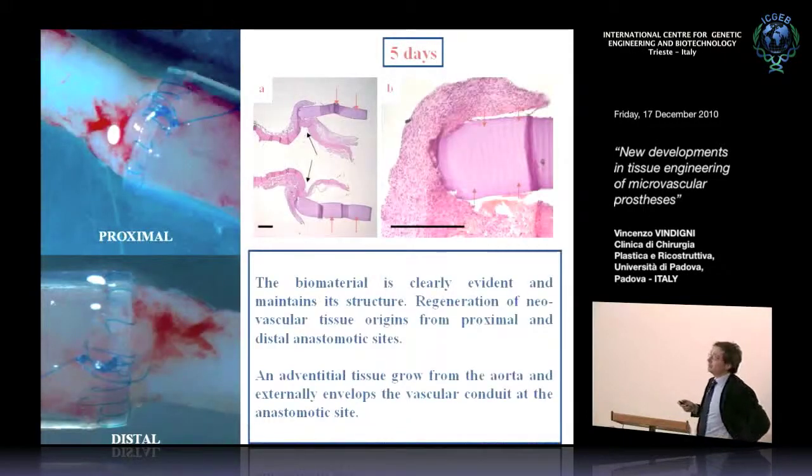Five days after surgery, the microscopic aspect of the prosthesis. And you can see that the prosthesis is transparent and allows you to see the start of the new tissue regeneration inside the prosthesis. The histological samples allow us to see that there is a small regeneration of new tissues both inside and outside of the prosthesis.